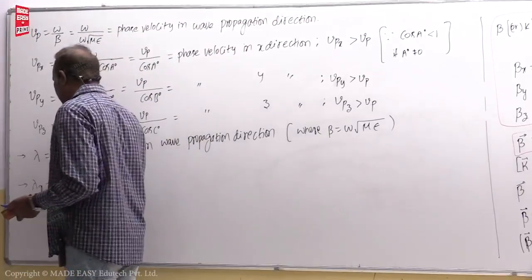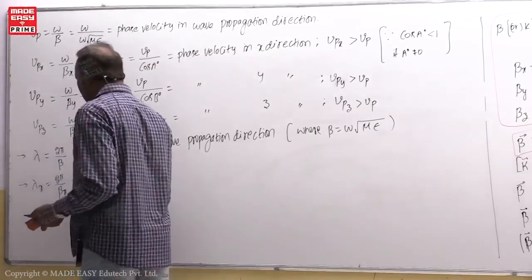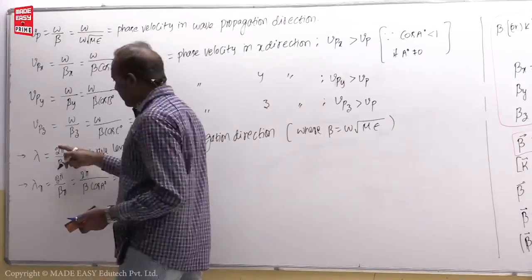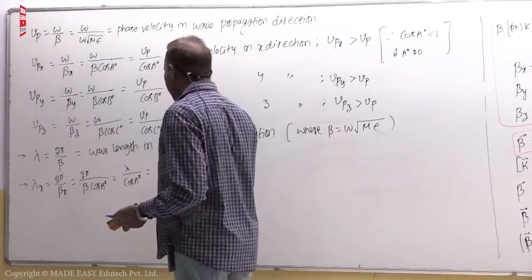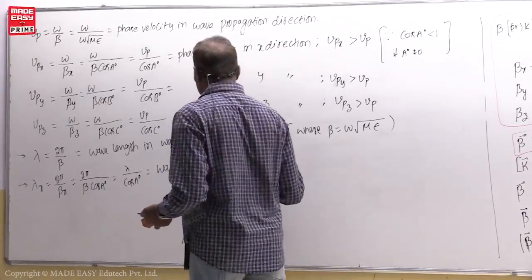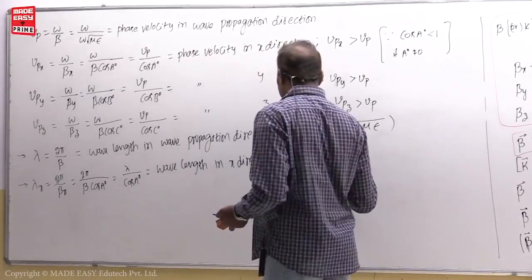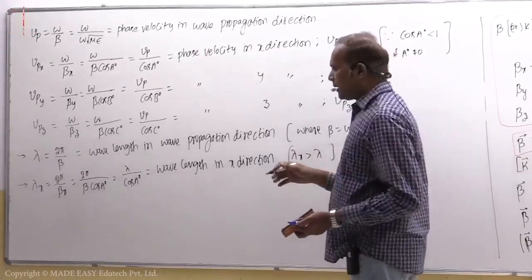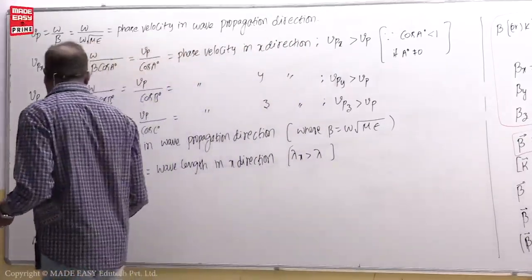Now, lambda x is nothing but 2 pi by beta x, that is 2 pi by beta cos a degrees. 2 pi by beta is lambda actually, so lambda by cos a degrees. That gives lambda x, the wavelength in x direction, and once again here lambda x is greater than lambda, because if a is some value, then cos a is always less than 1.